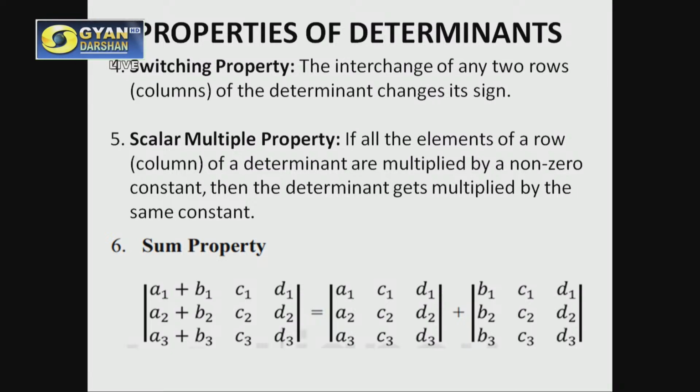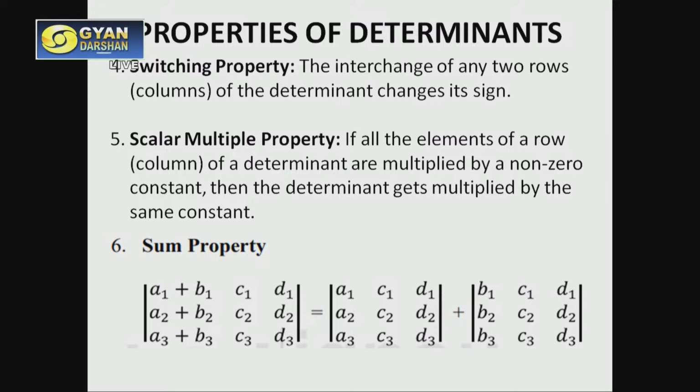Then we have the scalar multiple property, which says that if all the elements of a row or column of a determinant are multiplied by a non-zero constant, then the determinant gets multiplied by the same constant. So if we have some determinant whose value is, say, x, and we multiply all the values of a row by, say, 2, then obviously the final result of the determinant will turn out to be 2x.